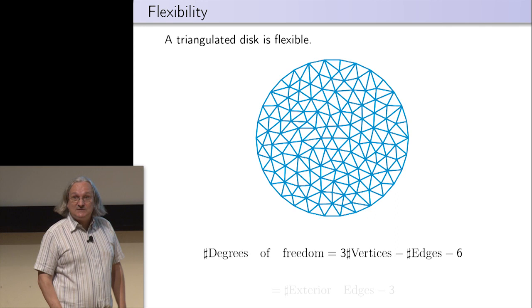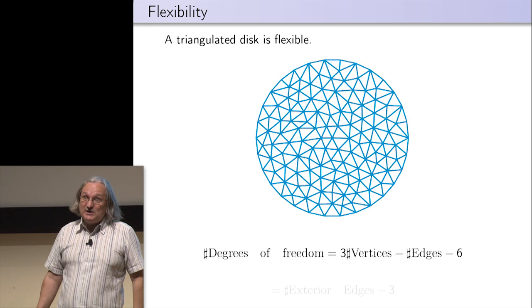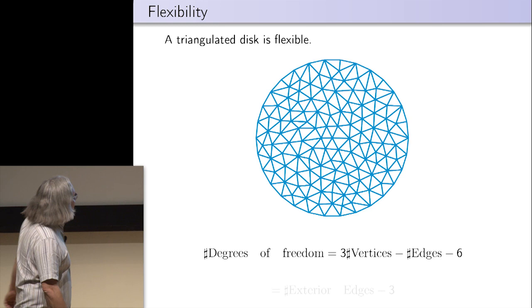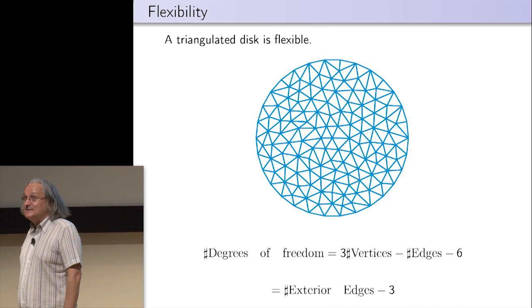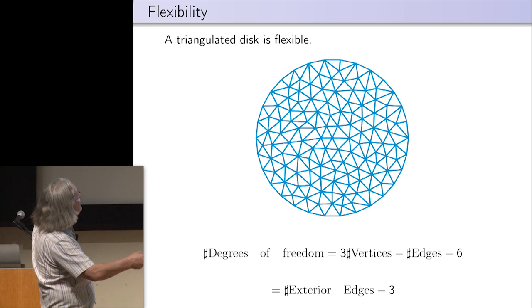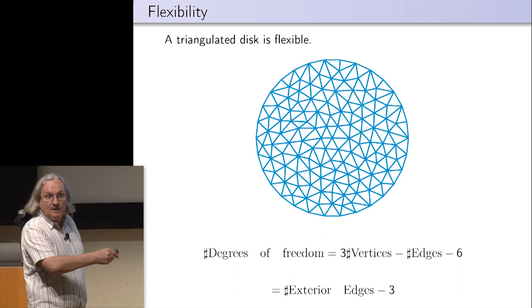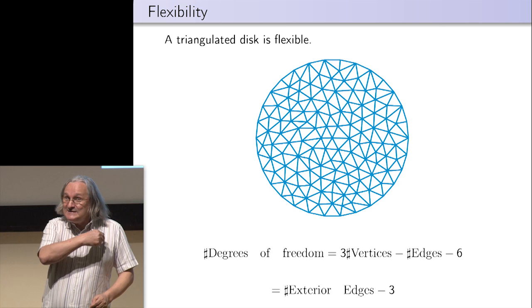And then you have another degree of flexibility: you can rotate your object in space and you can translate it, which gives 6 additional degrees of freedom. So the degrees of freedom of a triangulated disk is 3 times the number of vertices minus the number of edges minus 6. And if you use another theorem of Euler, you can easily check that this number is equal to the number of exterior edges minus 3. So the result is this: if you have a triangulated disk with many edges on the boundary, the object is very flexible. And the flexibility is basically equal to the number of edges on the boundary minus 3. So the dresses that you have seen have many edges on the boundary.